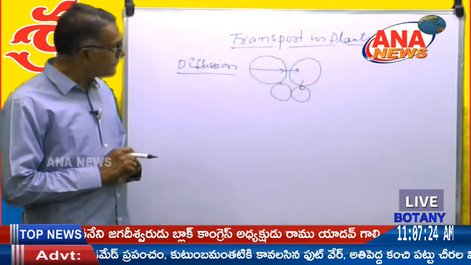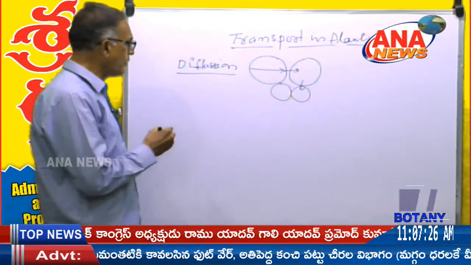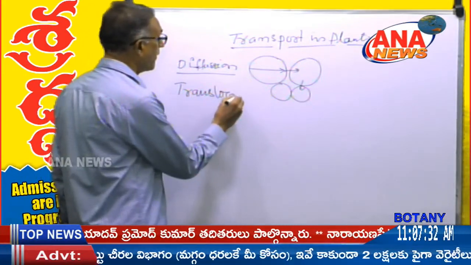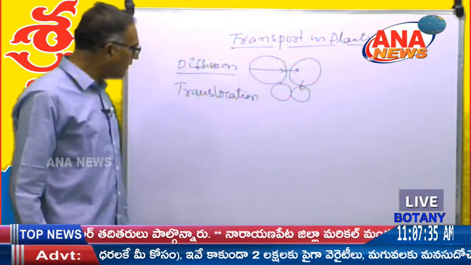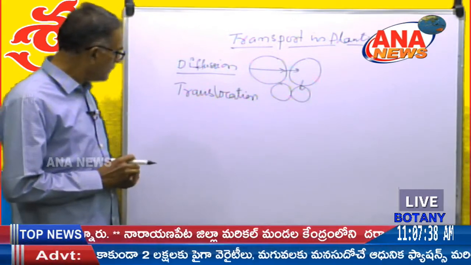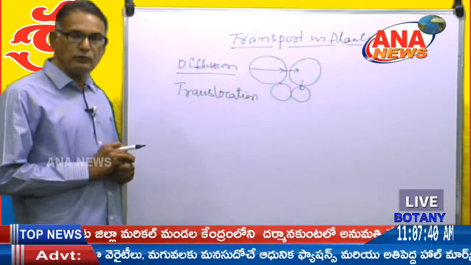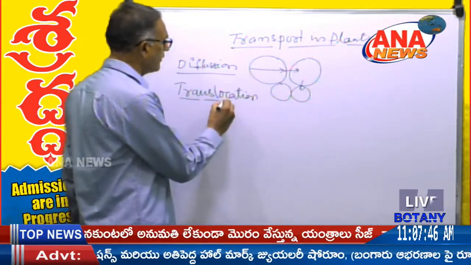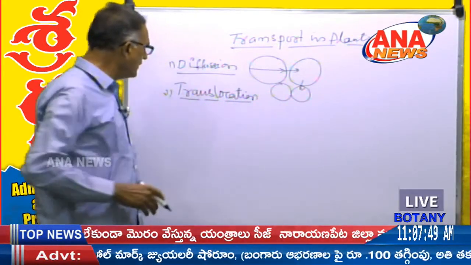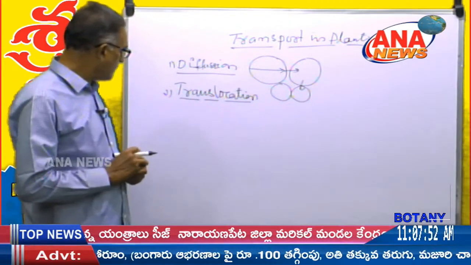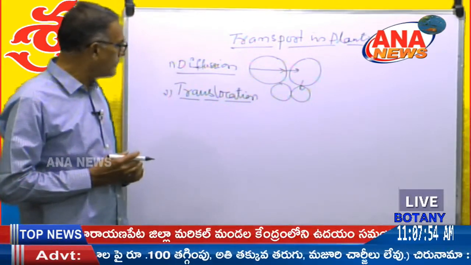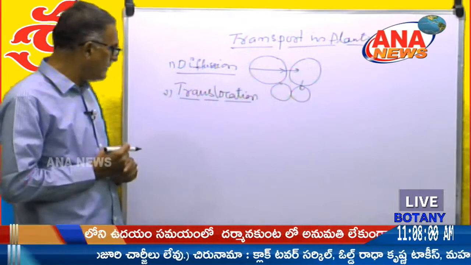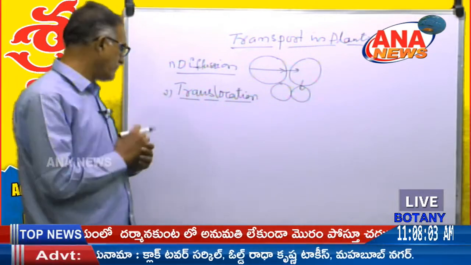For a long distance, there is a specific process, that is translocation. So the movement of substances takes place through the vascular tissue, that is xylem and phloem. The phenomenon is called translocation. So these are the processes which take place in the plant for the transport of substances from one end to another end, from one cell to another cell, within the tissues, and over long distances also.